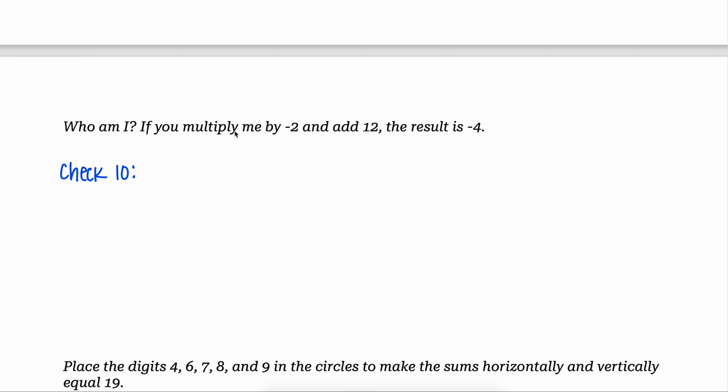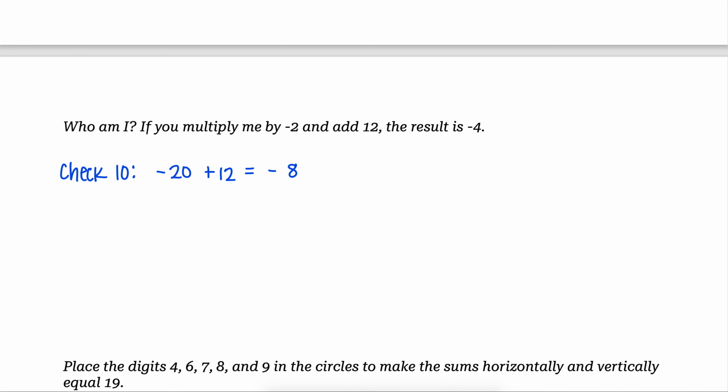So if you multiply me by -2, 10 times -2 would be -20, and add 12, the result should be -4. This gives you -8, so you would need to check another number. You could go through that process for guess and check, and it would give you the correct answer. By the way, the correct answer is going to be 8.